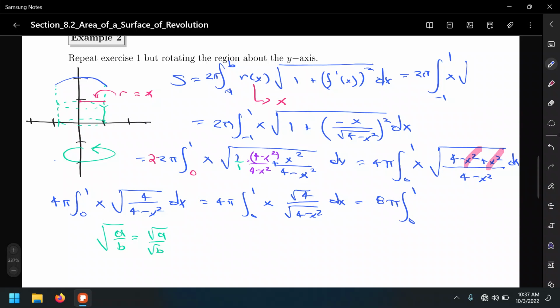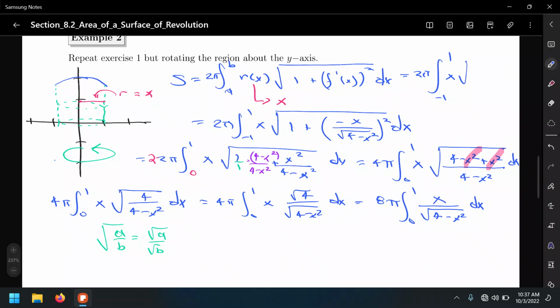And in this case, let's go about writing x. We will be left with the function x over root of 4 minus x squared dx. So let's have a look at this integral. Notice how the problem changed significantly just by changing the direction of the rotation.